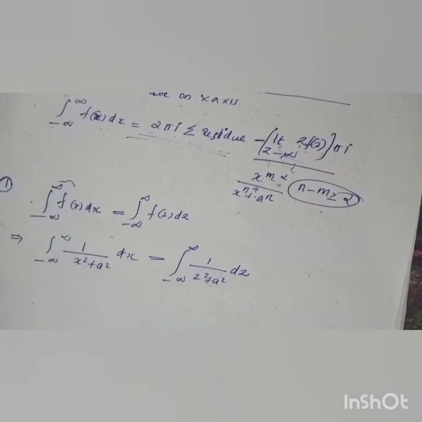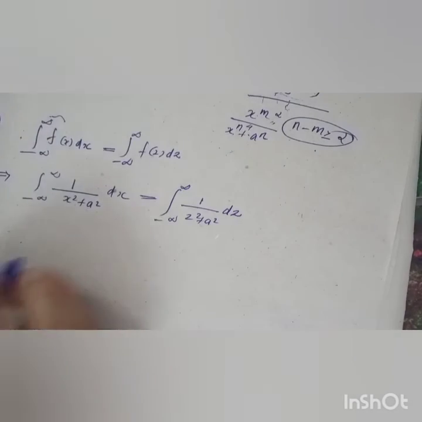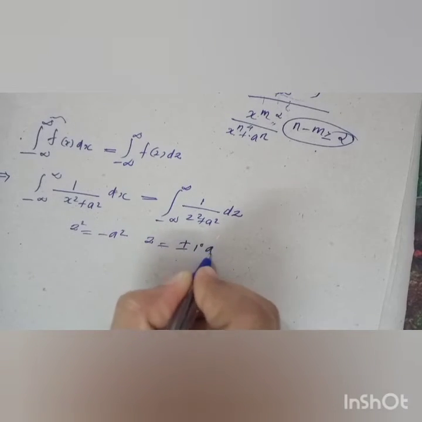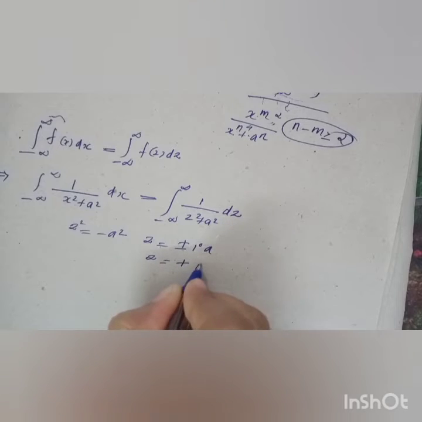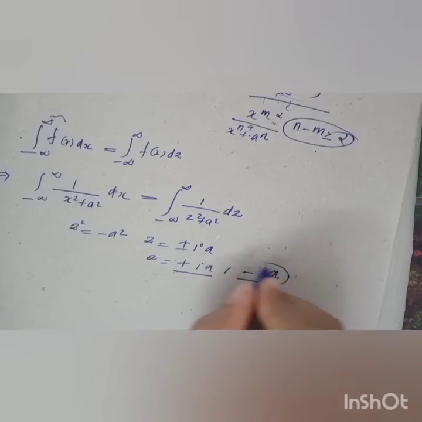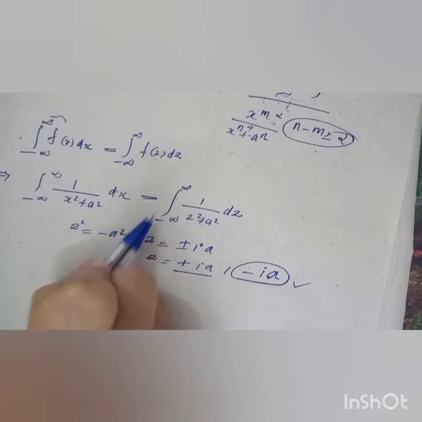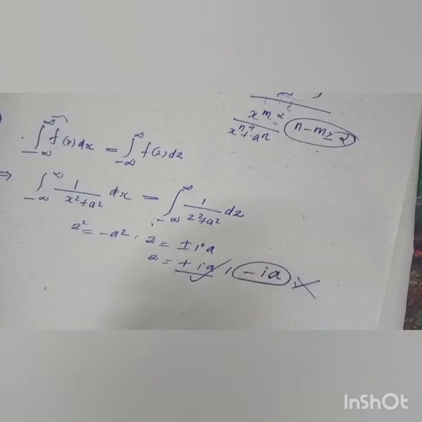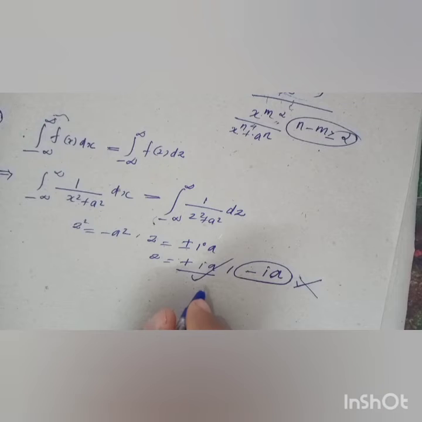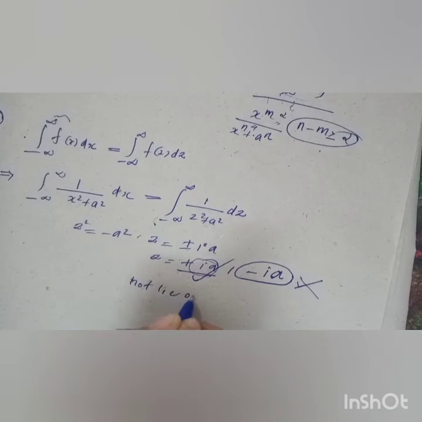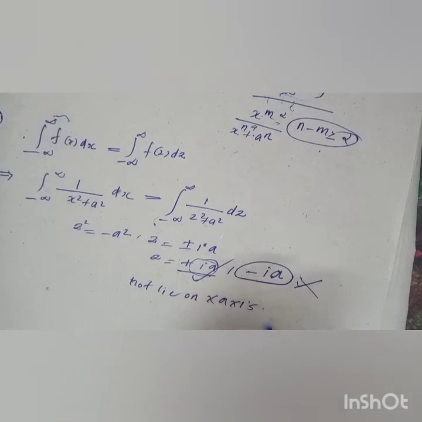And how to find this? You have to find the singular points. So z square is equal to minus a square, z is equal to plus or minus ia. Here we got two singular points, but we can take only one because y is negative for one of them. Since this is an integration from minus infinity to plus infinity, we can't take that value, only this. So the singular point is plus ia. This is a y term, so it does not lie on the x-axis. So you have to find the residue.